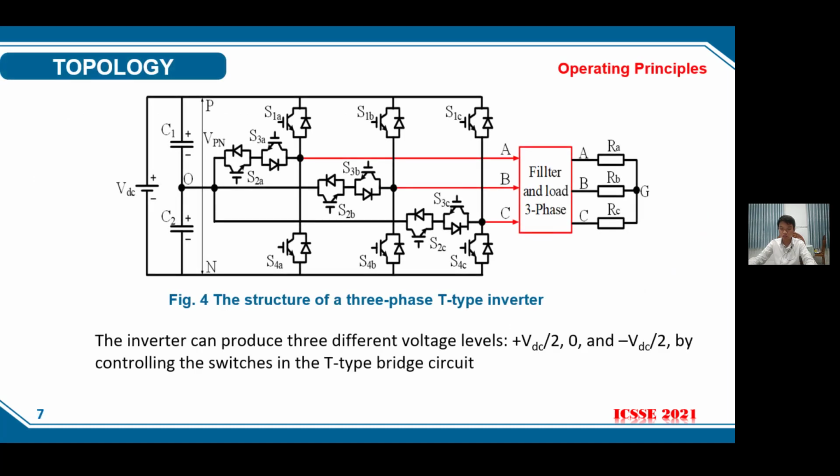Figure 4 illustrates the structure of the three-phase three-level T-type inverter. Depending on the state of the switches, they give different voltage levels. For ease of understanding, we consider a single phase. When switches S1 and S2 are on, the output voltage is positive VDC over 2. Similarly, when switches S3 and S4 are on, the output phase voltage is negative VDC over 2. When S2 and S3 are on, the output phase voltage is 0.